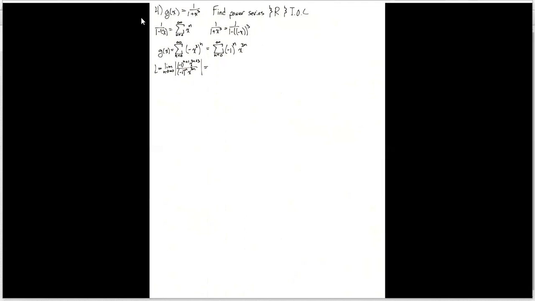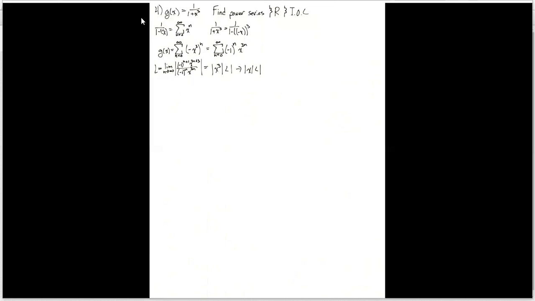Notice that these negatives aren't going to matter because of the absolute value. And then we have x to the 3n plus 3 and x to the 3n. So those 3n's are going to cancel, and we're going to be left with 3. So we've got the absolute value of x cubed, and this has to be less than 1. Well, if we took a cube root on both sides, we would get that the absolute value of x is less than 1.